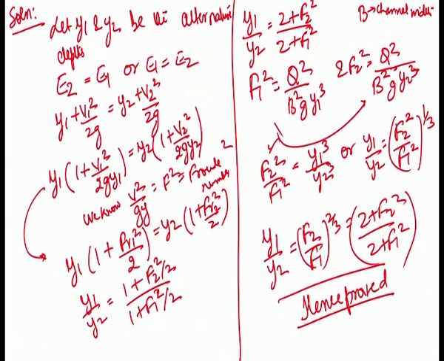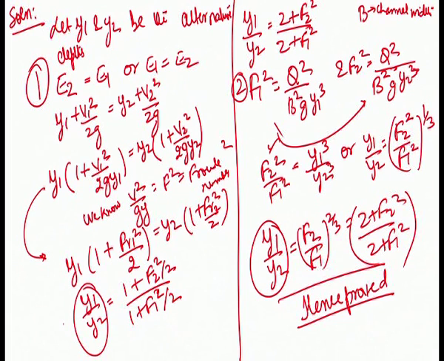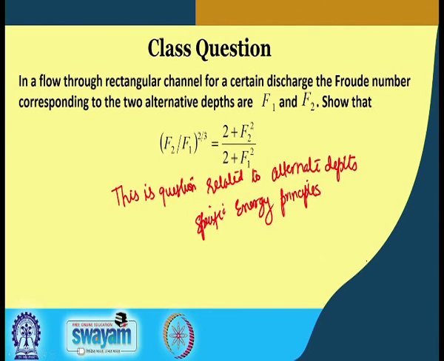So basically we started with equating the specific energy. That was step 1, and step 2 was writing the Froude number in terms of Q and obtaining y1 by y2 from there. Equating those two expressions of y1 by y2 gives us the required result. This was one very simple question, which was not about the hydraulic jump. The questions about the hydraulic jump we will start doing from the next class.